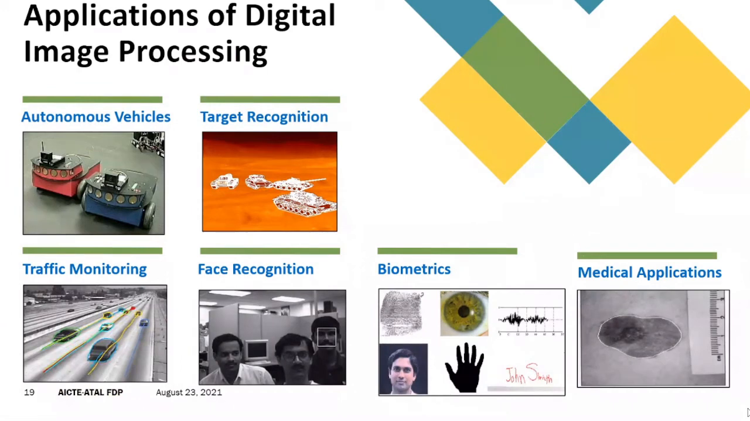Here you can see some of the pictures. As I've told you, the applications of image processing include autonomous vehicles, target recognition, traffic monitoring, face recognition, biometrics, and medical applications. For traffic monitoring, what is being done? A person sitting in their office can monitor the traffic. How is it done? Just by observing the way, the speed, the crowd.